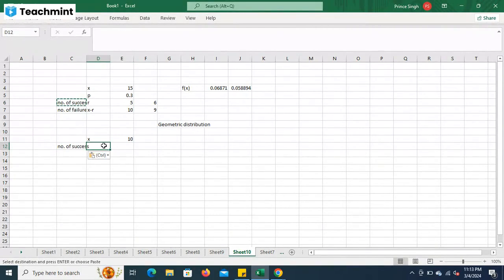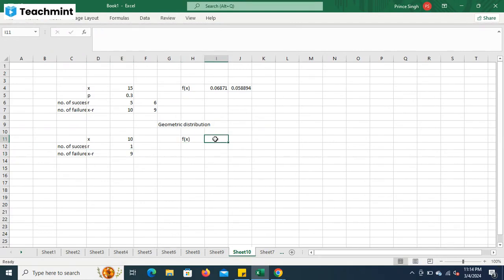So automatically, how many failures do we have in this case? If we get the first success in the 10th trial, it means that the number of failures will be 10 minus 1, that is 9. Okay, so if we want to calculate the probability mass function, how do we calculate this?